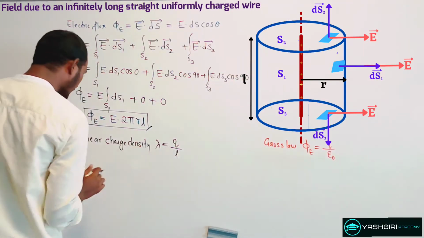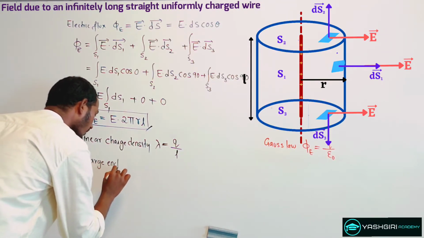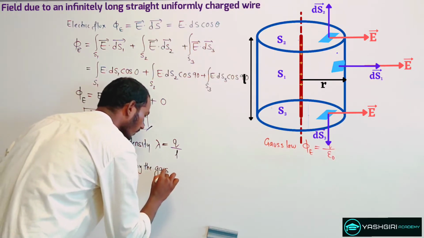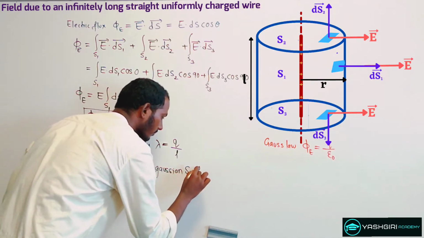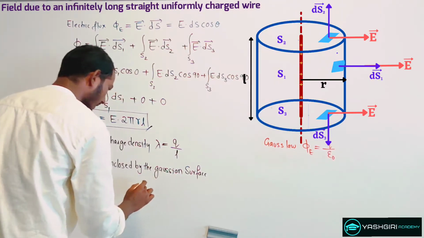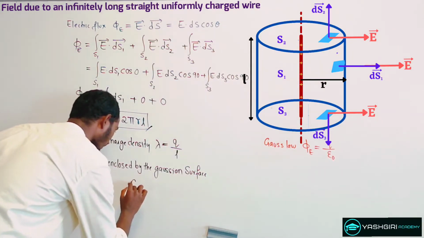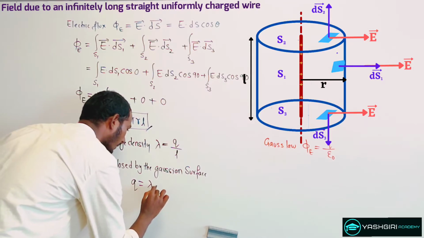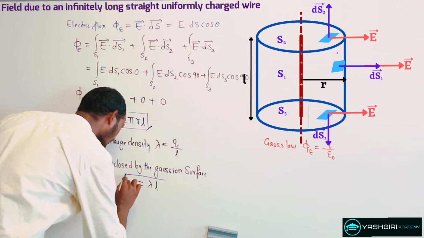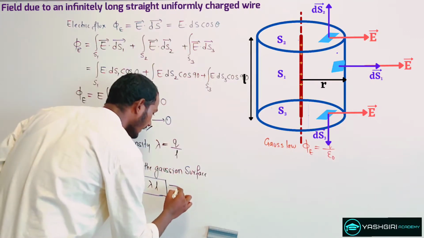So I can just rearrange this and say that the charge enclosed by the Gaussian surface, I'll say Q, is equal to lambda into L. So this is my second expression. So I have got the charge enclosed by the Gaussian surface. Let this be my first equation, and this is my second equation.